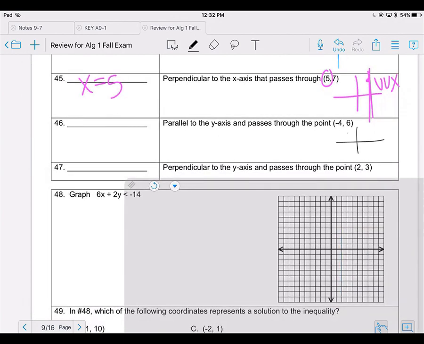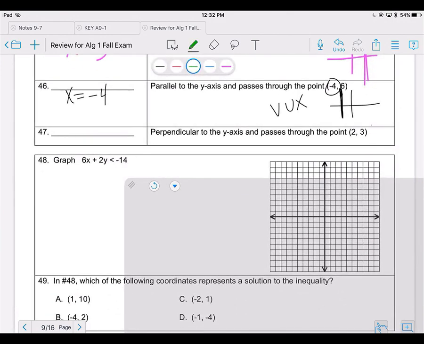Going through the point (-4, 6), parallel to y means it's the same as y. This is a vertical line, so it would be a VUX. So x equals the x point of our point. And then through the point (2, 3), perpendicular to y, meaning it cuts through y, would make it a HOI. So y equals the y point of the point that you are given.